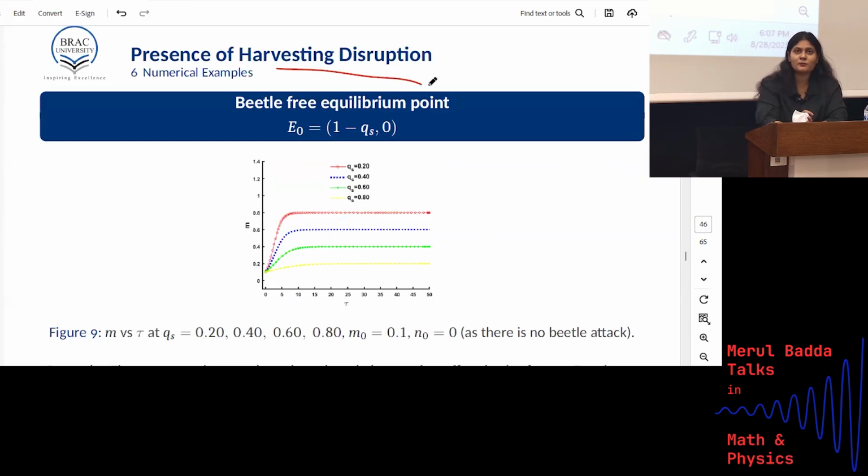In this model, there is beetle attack and the harvesting disruption works, but the fire is not working in our model as QS is increasing day by day. So the death rate of trees from harvesting increases. That's why the amount of M decreases over the time period.